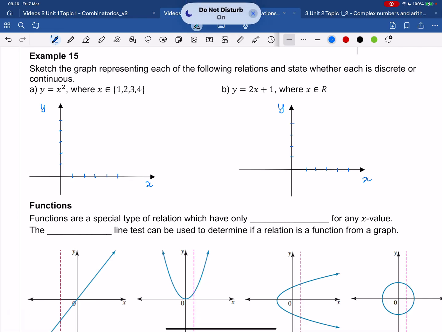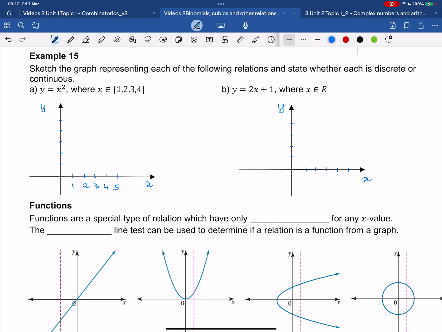Right, so let's sketch the graph representing each of the following relations and state whether each is discrete or continuous. So we've got y equals x squared, which we should recognize as a parabola. However, it says where x is an element of 1, 2, 3, and 4. Notice there are very specific discrete values of x for which this function is valid. So I'm going to sketch those as points on my graph.